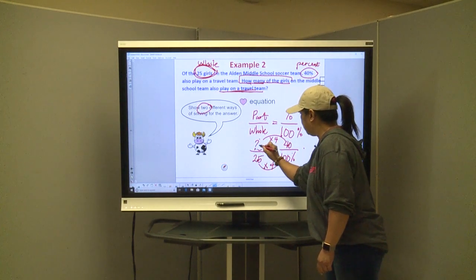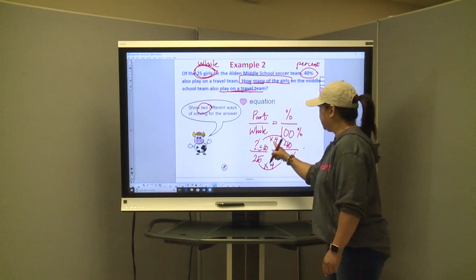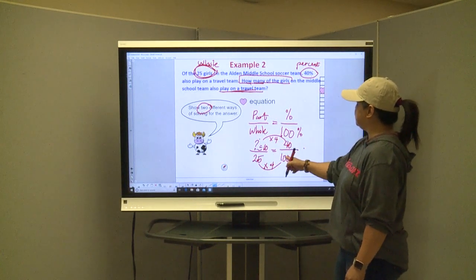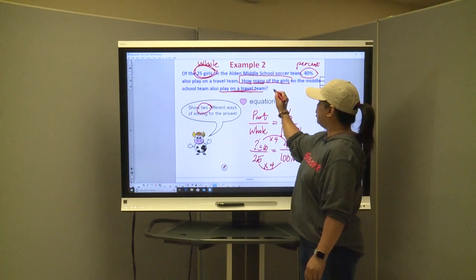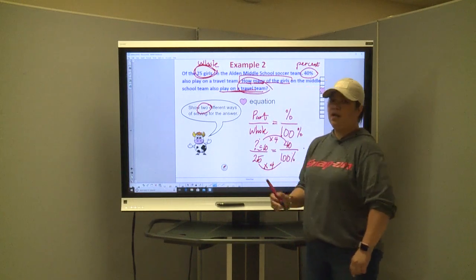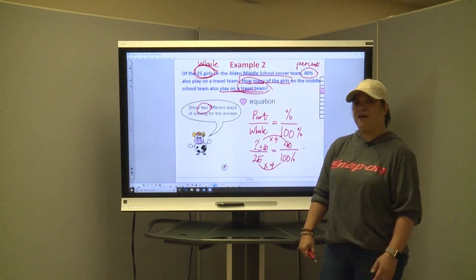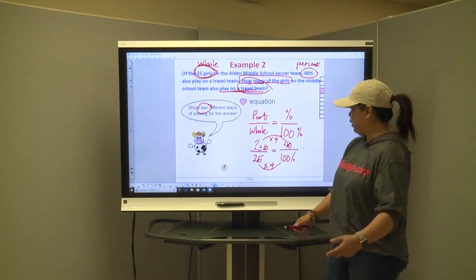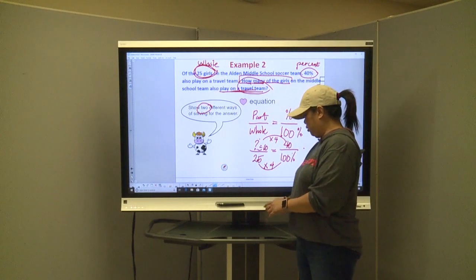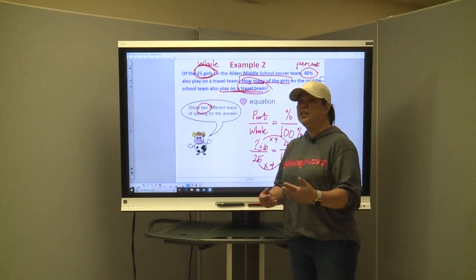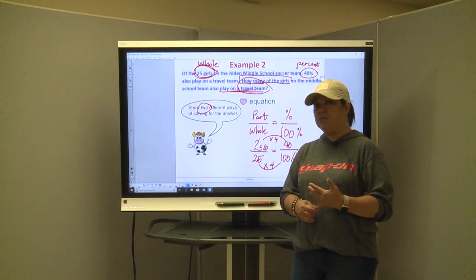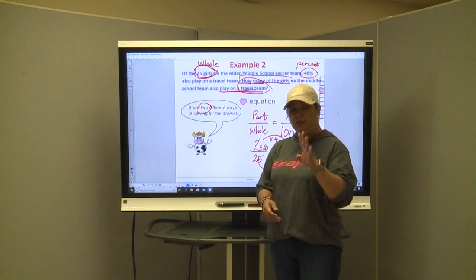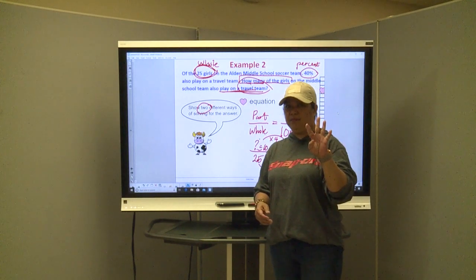So this question mark equals 10. 10 times 4 is 40. So you see, 10 of the girls also play on the travel team. So, equation. Is that something you think you can do and confidently answer word problems in percent? So there are 4 choices now. Okay.